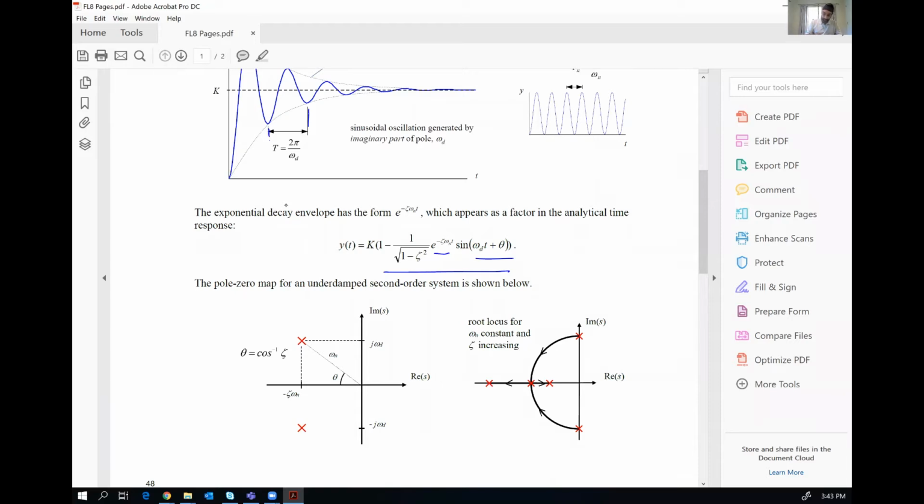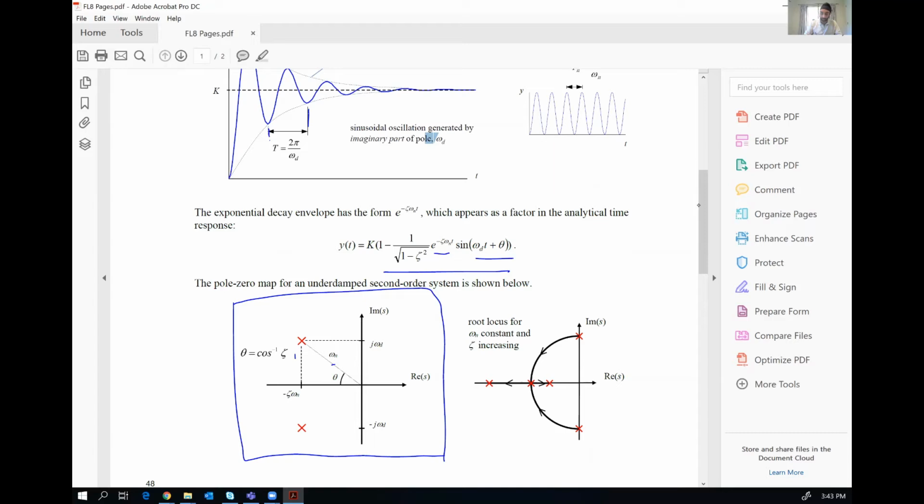The location of poles on the S plane can be described by this figure. I think that this figure is quite important. So this shows that for certain values of omega n and zeta, the distance of the pole from the origin is given by omega n. The real part is given by zeta omega n. The imaginary part is given by omega d. The angle with respect to the negative real axis is given by theta, where theta is nothing but cos inverse of zeta. So this can be found easily by trigonometry.